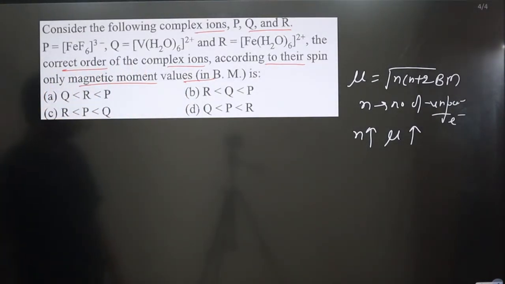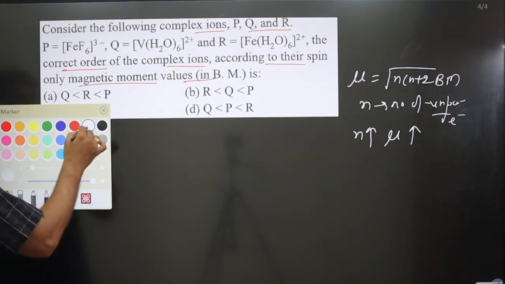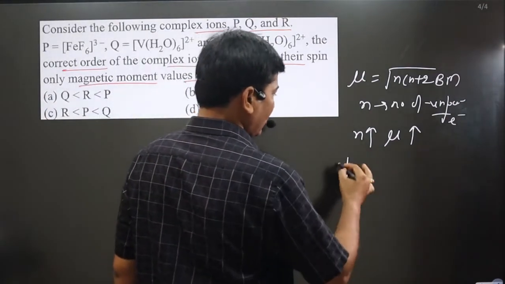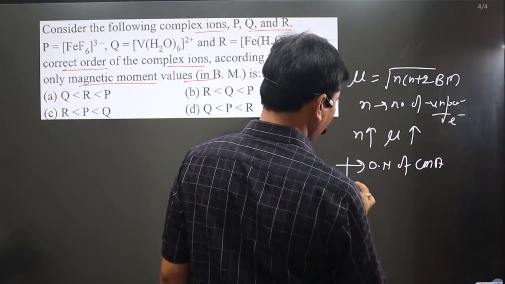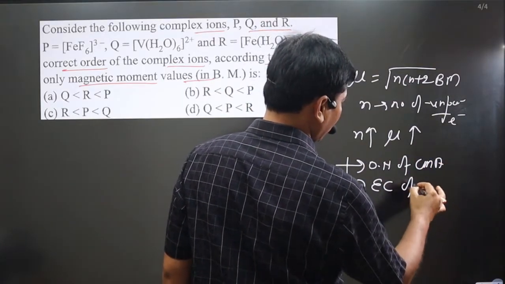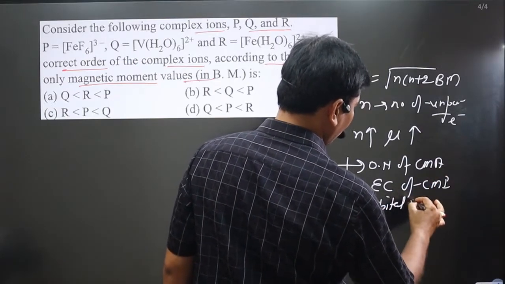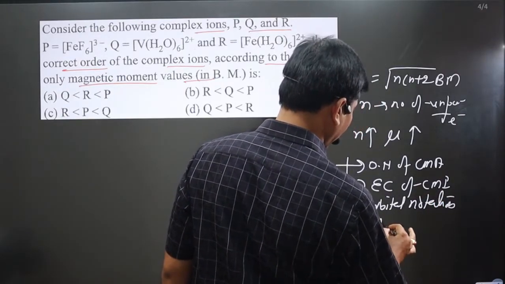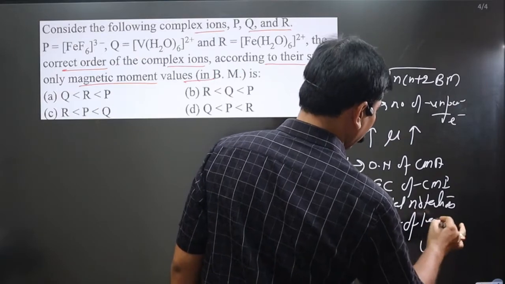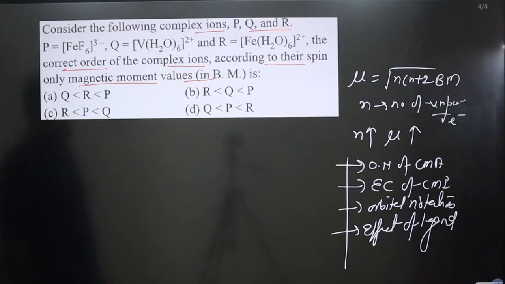We use valence bond theory because it is related to finding the number of unpaired electrons. It will be quite easy. The steps we follow in valence bond theory: first, calculate the oxidation number of the central metal atom. Next, write the electronic configuration of the central metal ion. Next, the orbital notation. In orbital notation, before filling electrons, always consider the effect of the ligand, whether it is a strong field ligand or a weak field ligand. A strong field ligand causes pairing of electrons, and a weak field ligand causes no pairing of electrons.